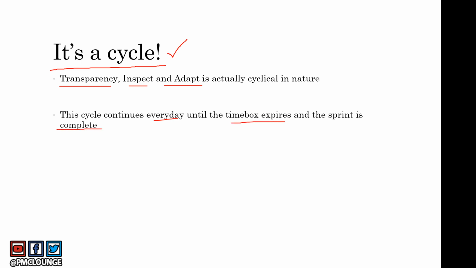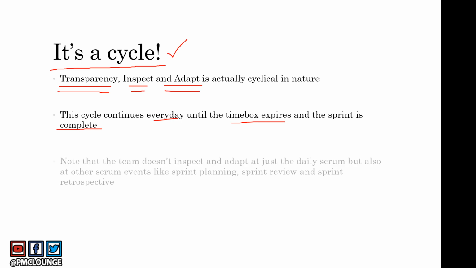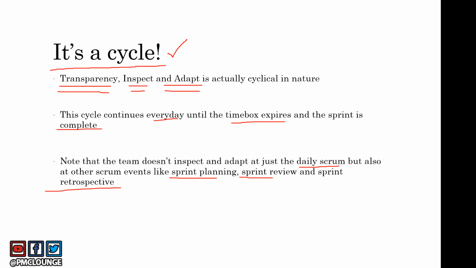So until the sprint is complete, every day the Scrum team follows the three pillars of Scrum, that is being transparent, inspection, and adaptation. And this is not just limited to the daily Scrum, but these three pillars are made use of in other Scrum events as well, like sprint planning, sprint review, and sprint retrospective. So that's how these three pillars are important and are used across the entire sprint.